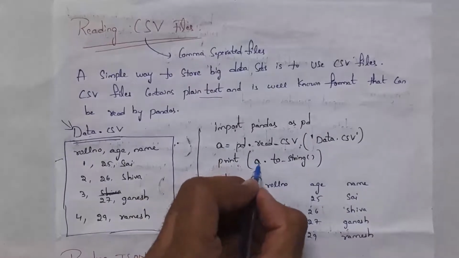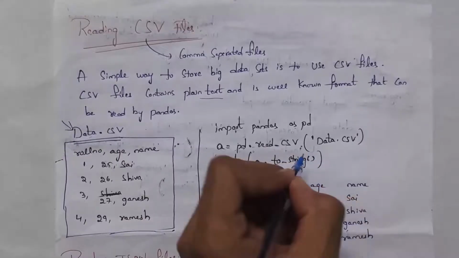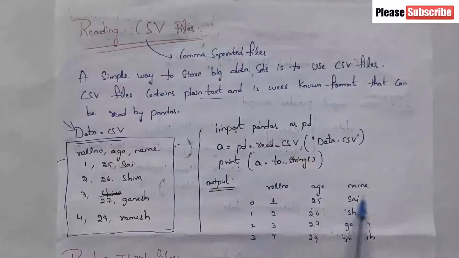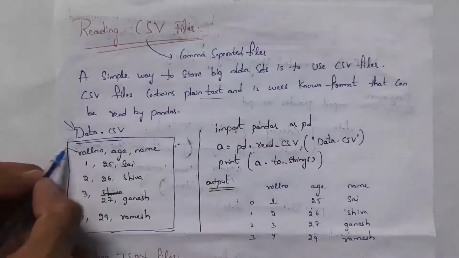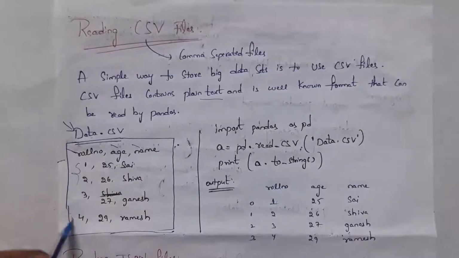So write here a dot to underscore string. This to_string is function. So include brackets. Okay, this to_string function will represent the CSV file data in the form of string. So this is my output. Here first row contain rule number, age and name. These are represented as column names, and remaining all are values.